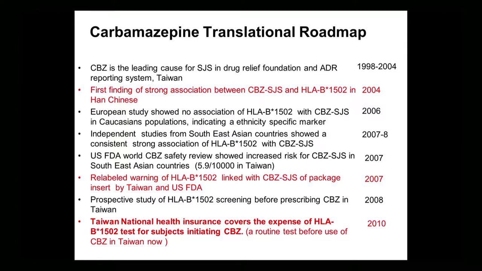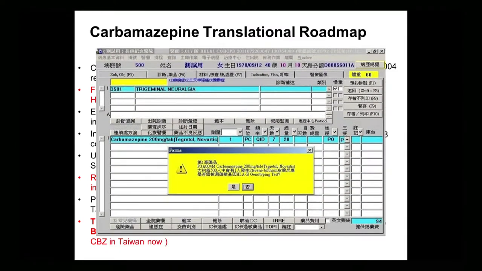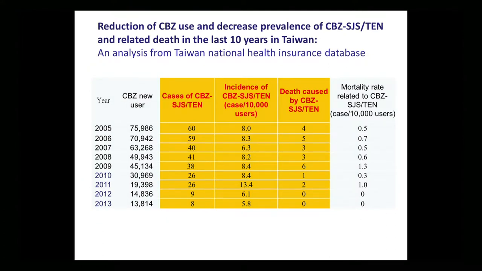We first identified the strong genetic association, which was then validated by many other South Asian countries, and then the allele was labeled by the US FDA as well as health organizations in Taiwan and other countries. In 2010 in Taiwan, our national health insurance decided to cover the genetic test. So this kind of test is an obligation, not just research as in many countries. In Taiwan, we have an electronic medical record system, so the computer will remind the doctor to perform this test before prescribing the drug.